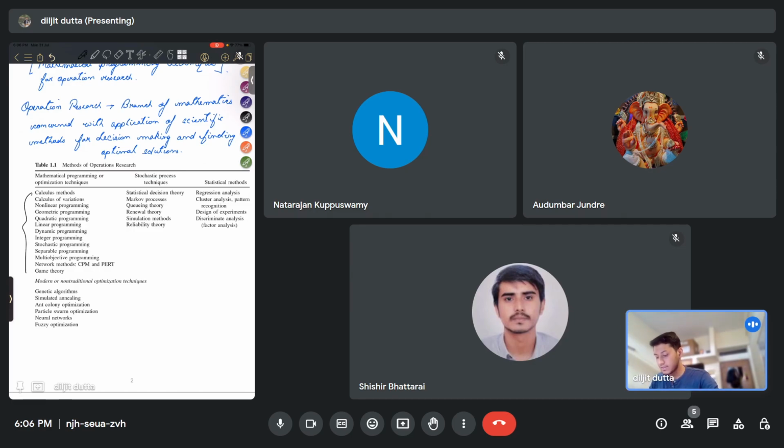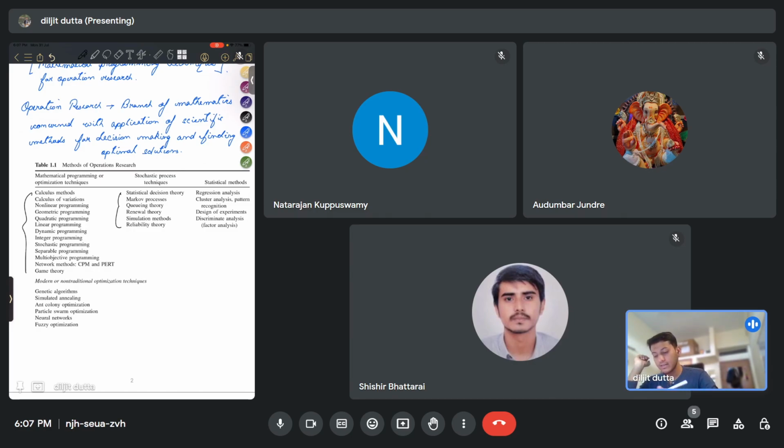In recent times there are also stochastic process techniques, where we use statistical decision theory or Markov processes. Markov processes are processes where the decision taken in the future doesn't depend on the decisions taken in the past, so it is independent. These are also used for making optimum decisions in some cases. Then there are renewal theory, simulation methods, and reliability theory. These are all advanced concepts.